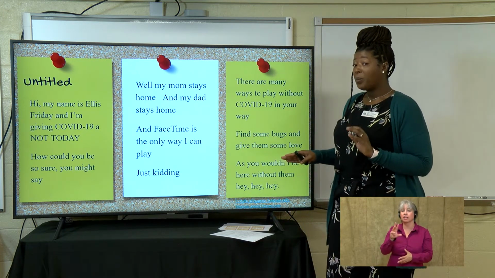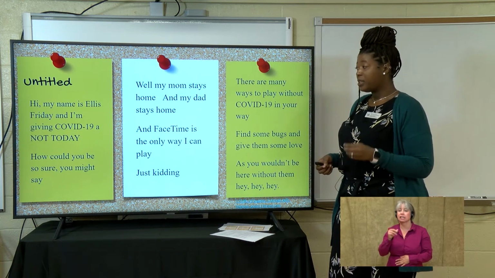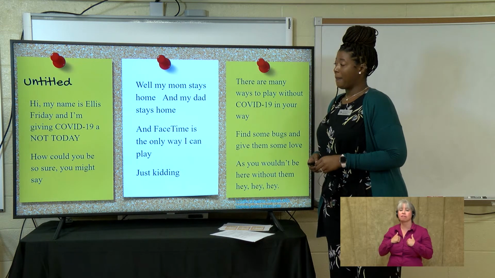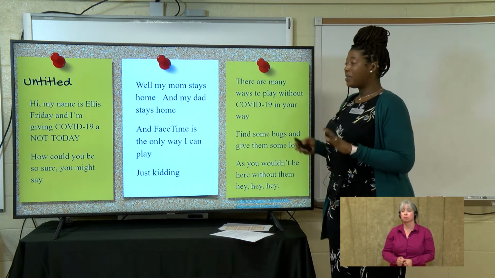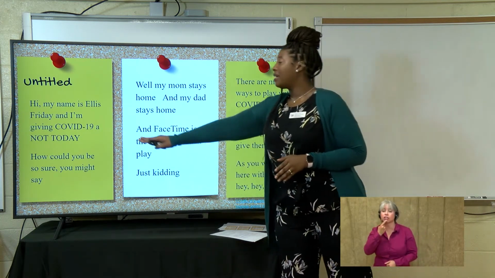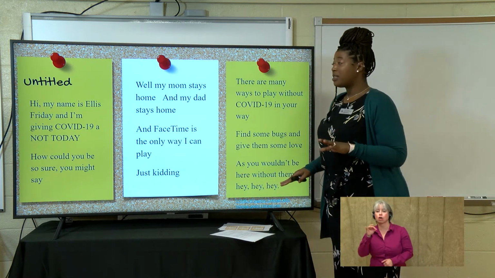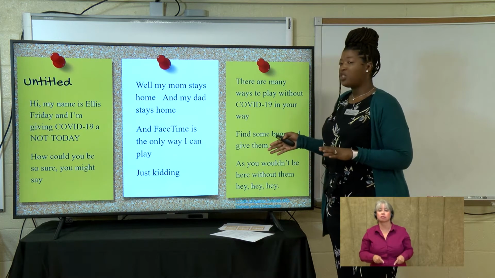What example from the poem helps us know that our answer or our inference is correct? We know this because she says it. She says, I am giving COVID-19 a not today. Let's move on to the second section. What's going on here? What is Ellis talking about, or what is she describing?